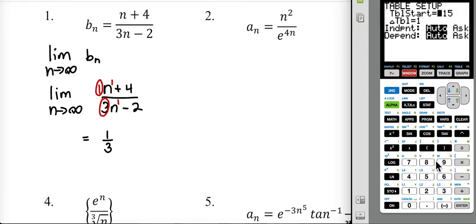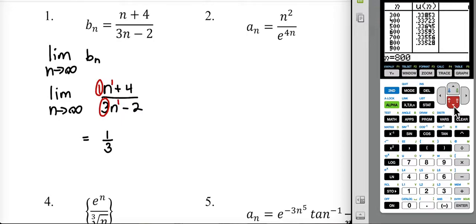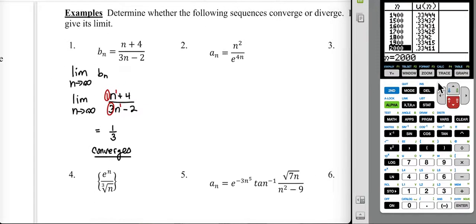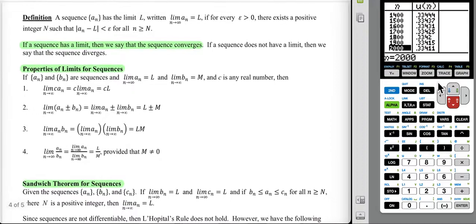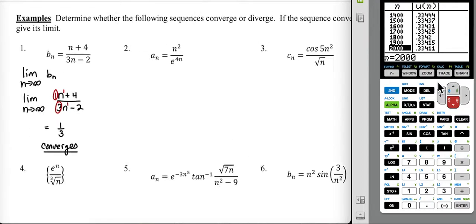Maybe instead of going by ones, you go by hundreds. When you go by hundreds, you see that it's getting to 0.33 a lot quicker. So I'm pretty convinced that this sequence is going to converge, because the limit exists. That goes right back to this: if the sequence has a limit, then we say the sequence converges. If it doesn't, then it diverges.